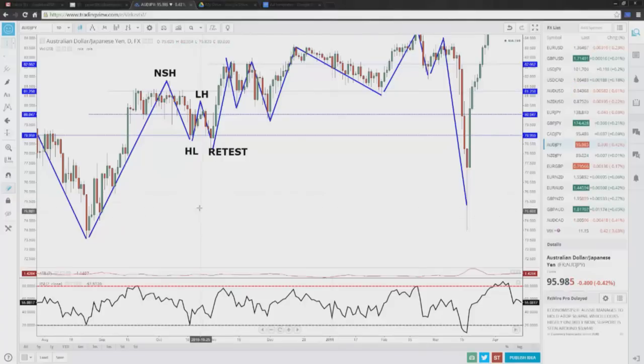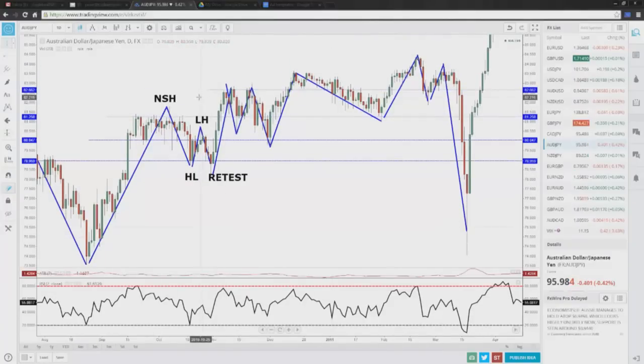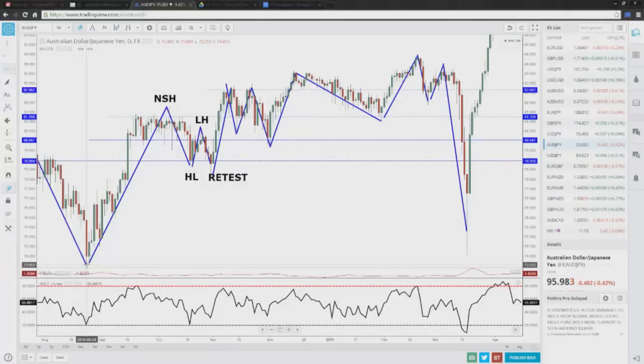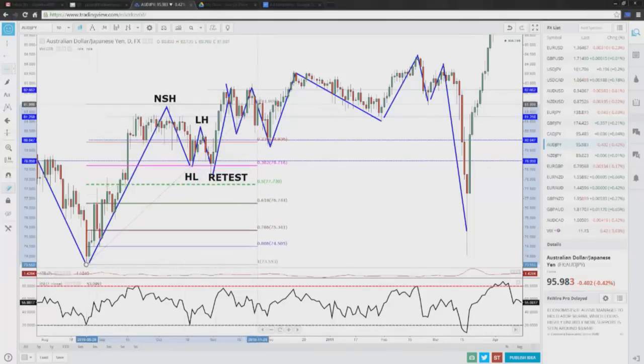And now, what we can do is we can start combining. So we have our new structure high followed by our pullback, and we grab our Fibonacci retracement tool. And in the beginning, you're going to have to do this with your retracement tools. You're not going to be able to do it with your eye. And you're going to see that 382 retracement followed by a new structure high.